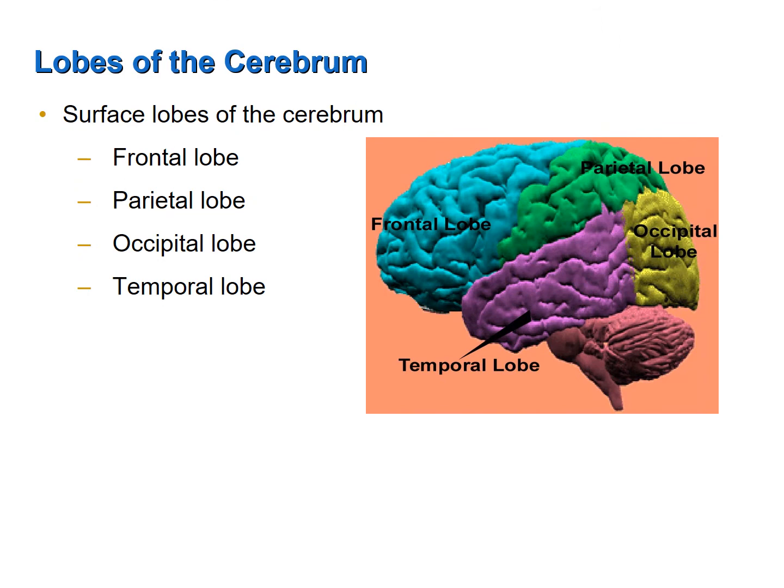Each cerebral hemisphere is divided into 4 lobes, so that's 8 lobes total. There are 2 frontal lobes, 2 parietal lobes, 2 occipital lobes, and 2 temporal lobes. These lobes are named after the cranial bones that lie over them.